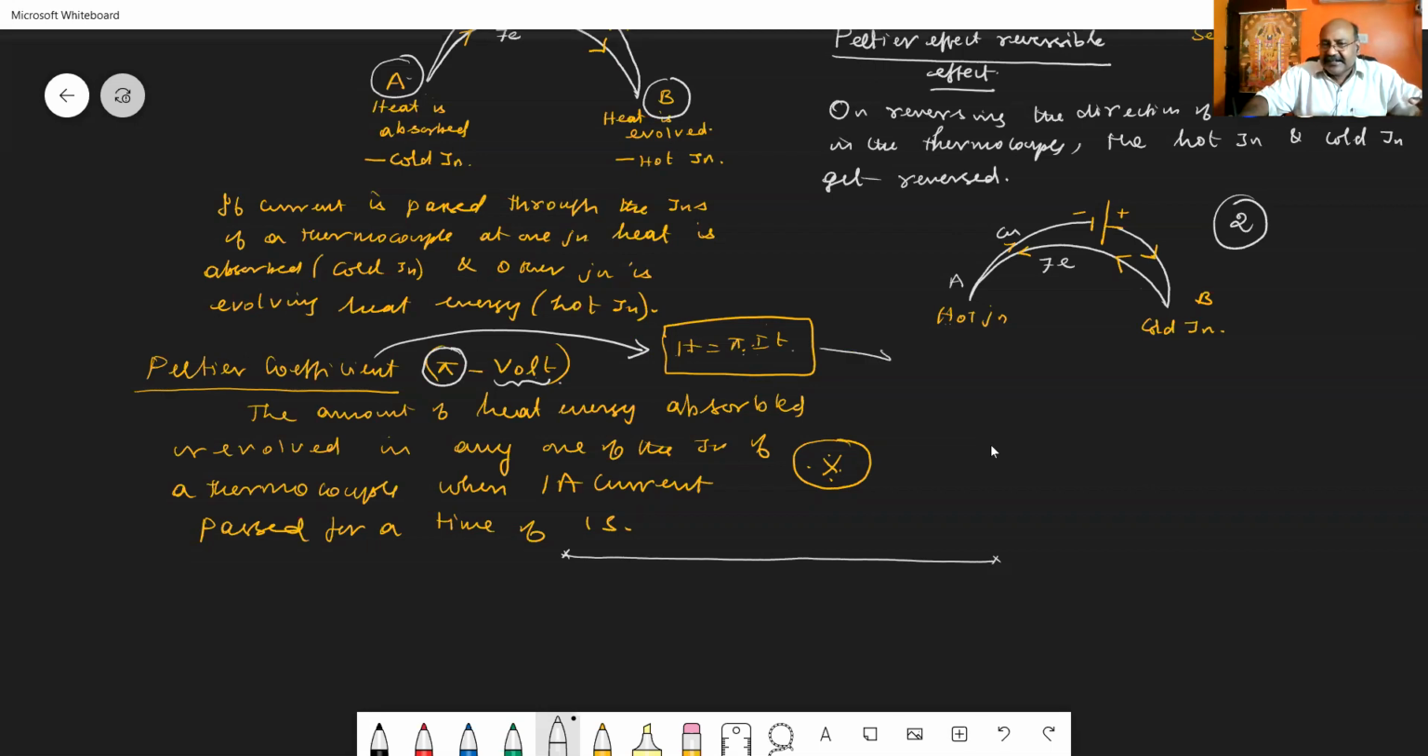See, from this equation, if I consider the current supplied through the junction to be unity, that is 1 ampere, and the time for which the current is passed through the junctions to be 1 second, then the amount of heat energy absorbed or evolved at any one of the junctions is equal to pi, that is Peltier coefficient. So Peltier coefficient is defined as the amount of heat energy absorbed or evolved in any one of the junctions of a thermocouple when 1 ampere of current is passed for a time of 1 second. This we are taking as Peltier effect and Peltier coefficient.